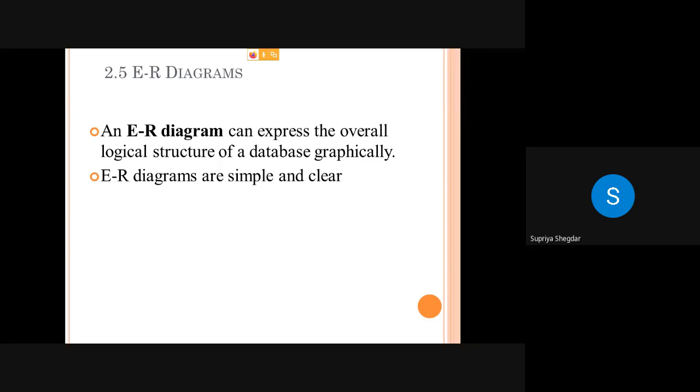They can express the overall logical structure of the database graphically. Means if we want to show the database design graphically, then we can use ER diagrams. ER diagrams are very simple and clear diagrams. With the help of an ER diagram, we can clearly identify the different tables, the attributes in those tables, and the relationship between two entities or two tables, etc. So we can clearly identify such things from the ER diagram.